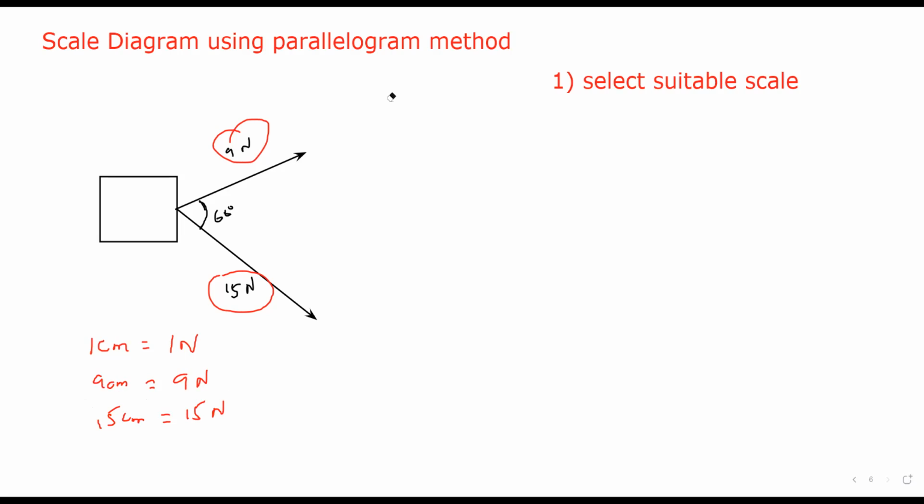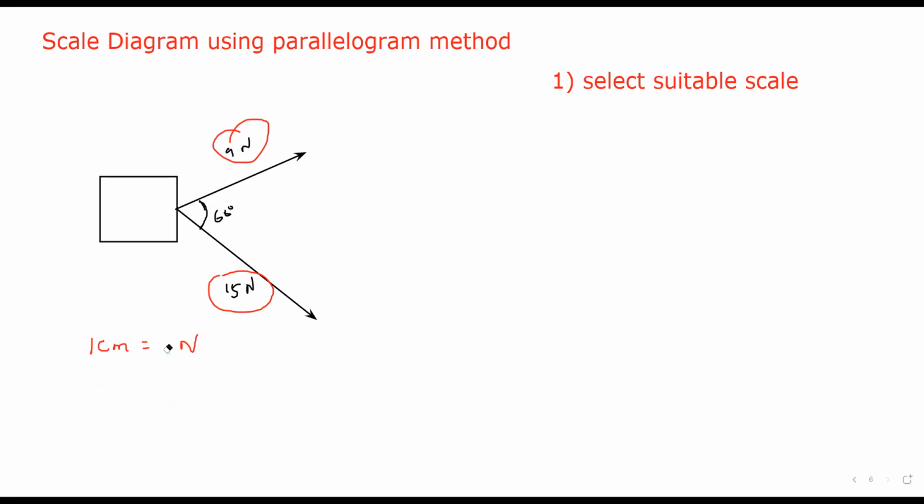But that is the point here. That is the reason why we call this a scale diagram: if it is Newton or any quantity, we convert it into a scale, into a measurement. That's why we call it a scale diagram. So 1 centimeter is 1 Newton. So 9 Newton will be 9 centimeter, 15 Newton, 15 centimeter.